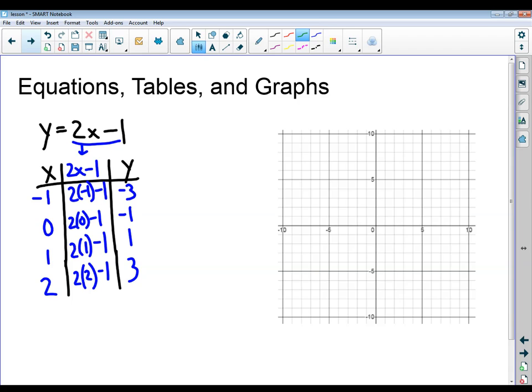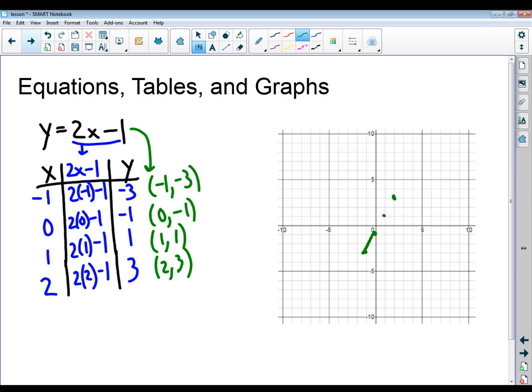And so what I now have is a set of ordered pairs. I've taken my equation up here and put it into a table, and now I have points: negative 1, negative 3; 0, negative 1; 1, 1; and 2, 3. And now I can go plot this over here. So negative 1, negative 3, right about there. 0, negative 1. 1, 1. 2, 3. And I've now made a graph of all the solutions for this equation.